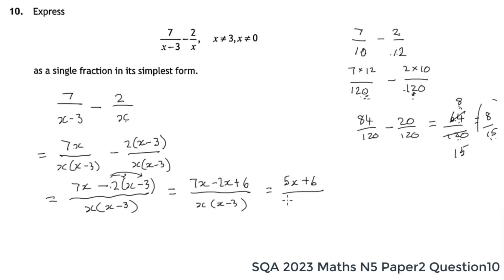On the bottom of the fraction we've got x times x minus 3. Now, can we further cancel this to simplify it? Well, the only possibility would be a factor in common in the top. There's no common factor there. We just have 5x plus 6, so there's no further cancelling can be done. So that's the final answer to this question in its simplest form.